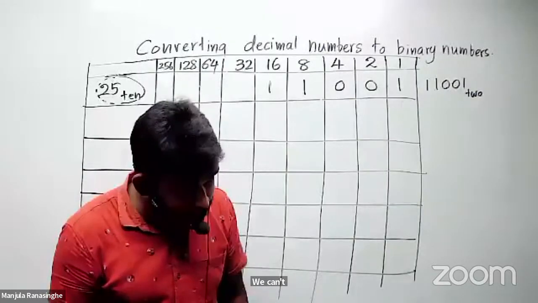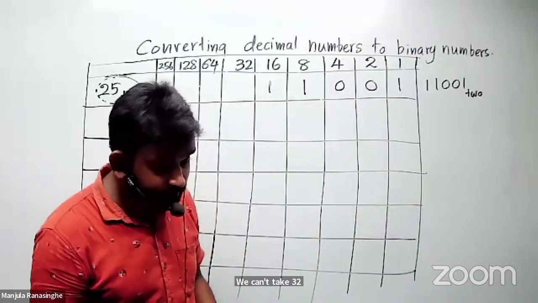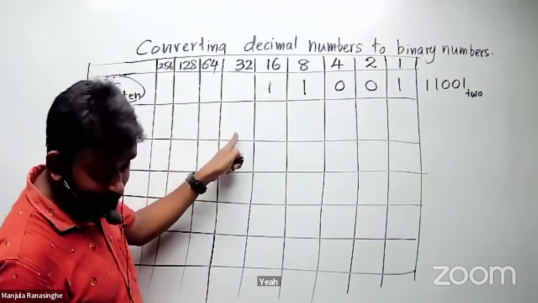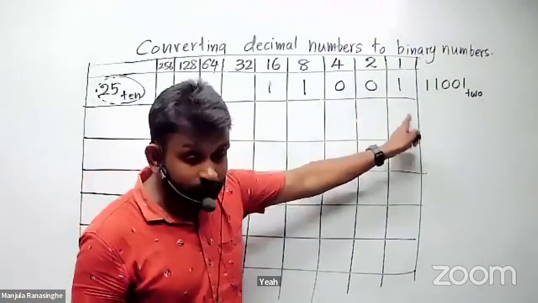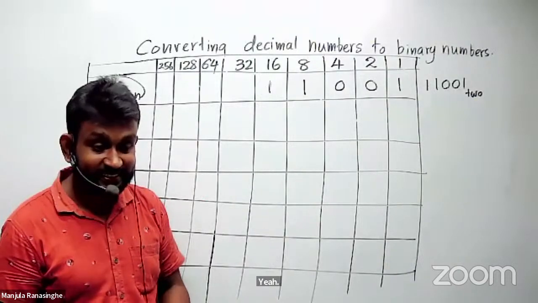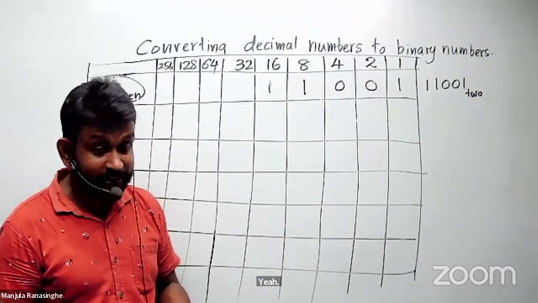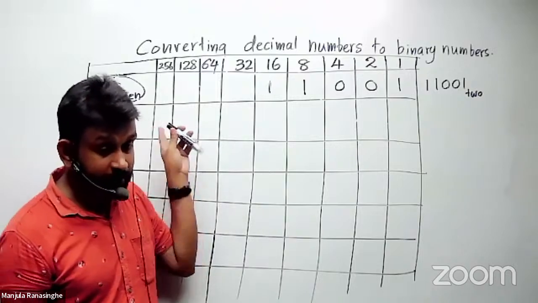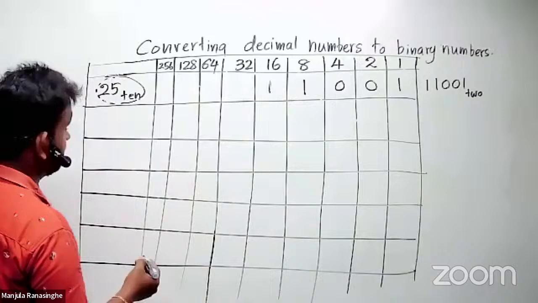Then we can't take 32? We can take 32. Imagine if I take exactly 32, 1 matching, so the others are all zeros. I will deal with several examples, then you can raise your questions if any issues. Right, I will move to another example.